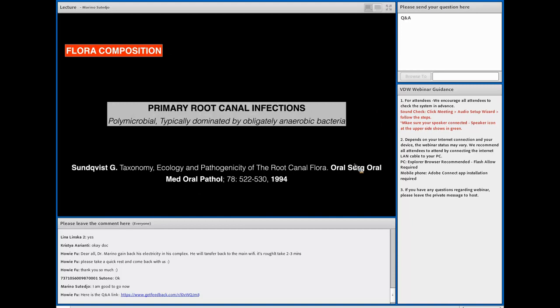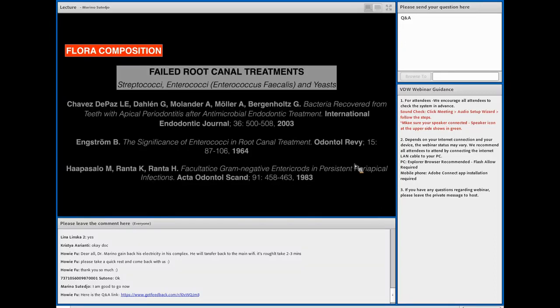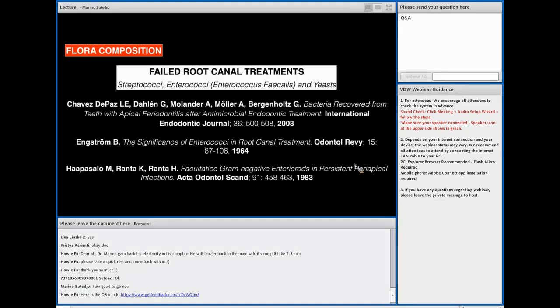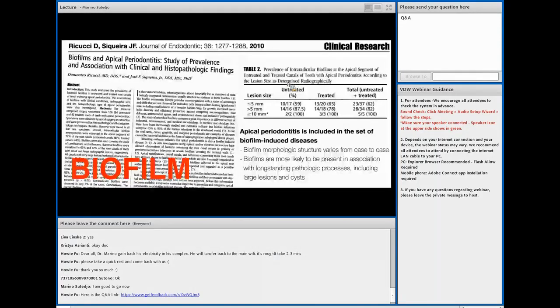If you are speaking about infections of the root canal, a primary root canal infection is caused by bacteria. There are some papers researching what type of bacteria usually exist in root canal treatments. Most of them are streptococci and enterococcus. Also, there is some yeast inside the root canal of endodontically treated teeth. Usually, these bacteria always perform in the biofilm state.